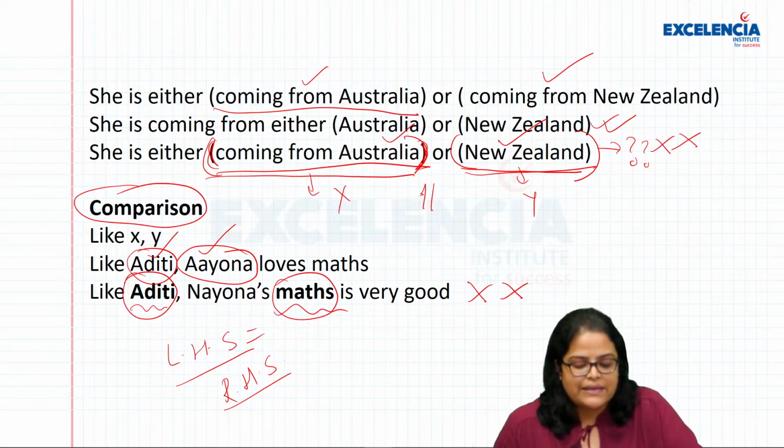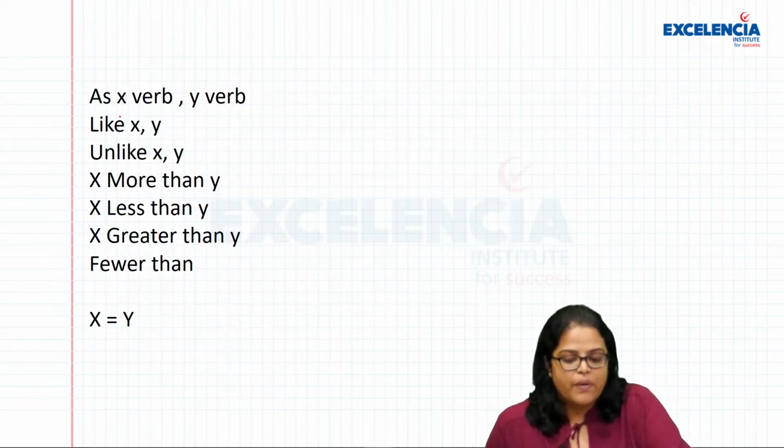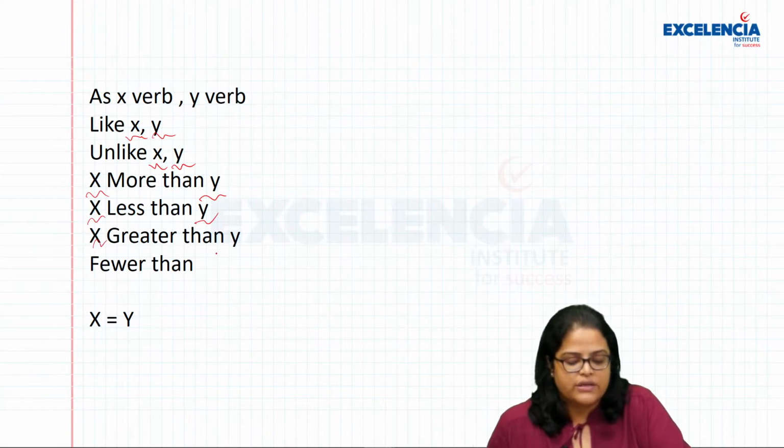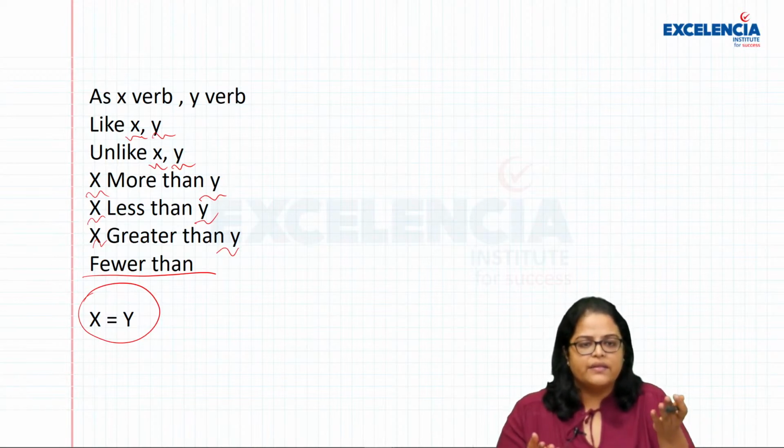So how do I correct this? I will say Aditi, Noyana is good in maths, or Aditi's maths, Noyana's maths is very good. So how do I compare whenever I say like X, Y, unlike X, Y, X is more than Y, X is less than Y, X is greater than, fewer than? In all these cases, I have to ensure that X and Y are equal. There are more boys than girls in this class. There's more heat than humidity in this country. In all these cases, I have to ensure that I'm comparing like things.